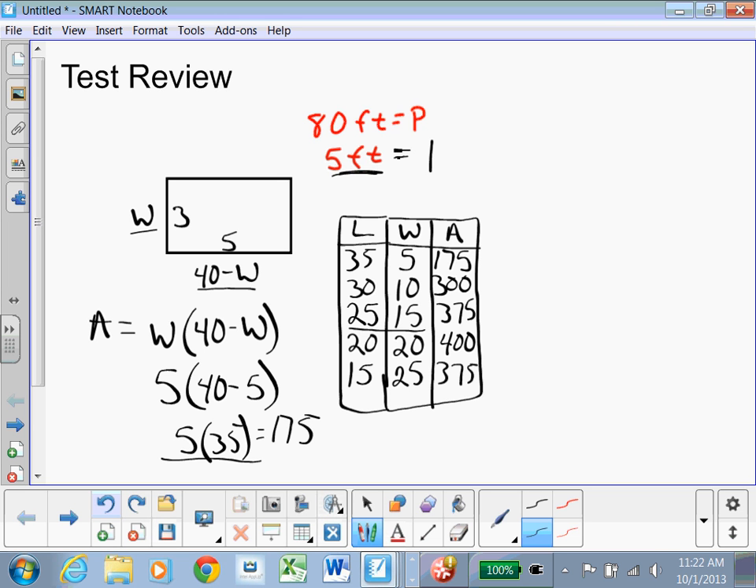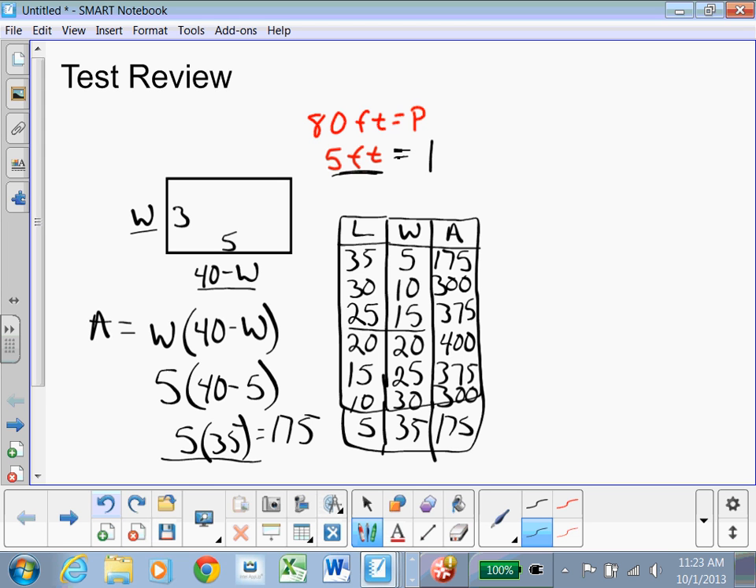And if we go to 30 here, then you're going to have only 10 left there, which is 300. And then if you went one more, you could go to 35, which allows you to only have 5 feet left here. And that's as far as you can go, because if you try to go any further, then you won't have any length of fence left for the length, which is 175.